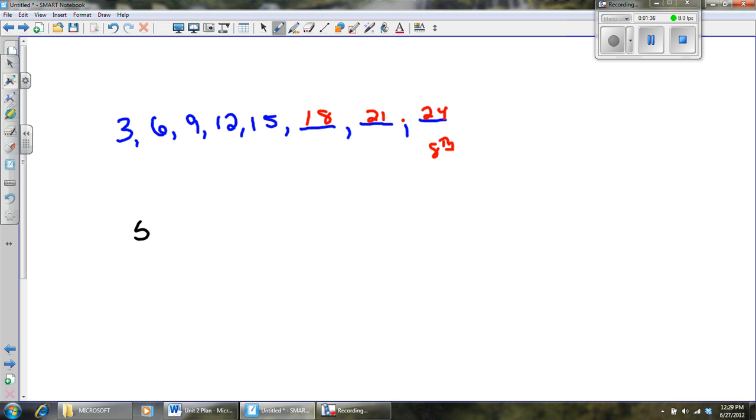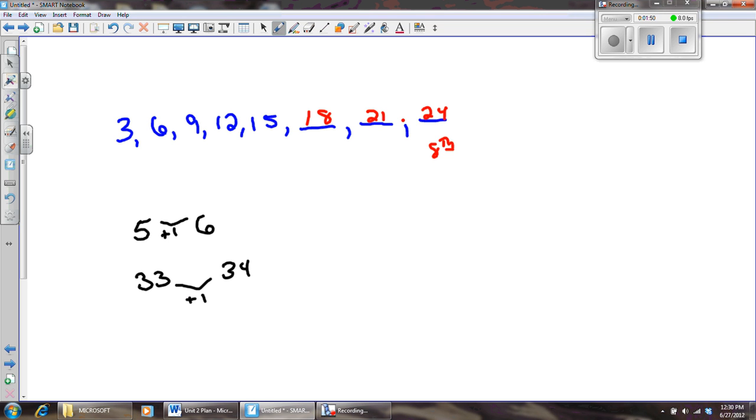What number comes after 5? Well, 6. How'd you get there? You add 1, right? What number comes after 33? Well, 34, right? How'd you get there? Well, I add 1. What number comes after 1,172? 1,173. How'd you get there?